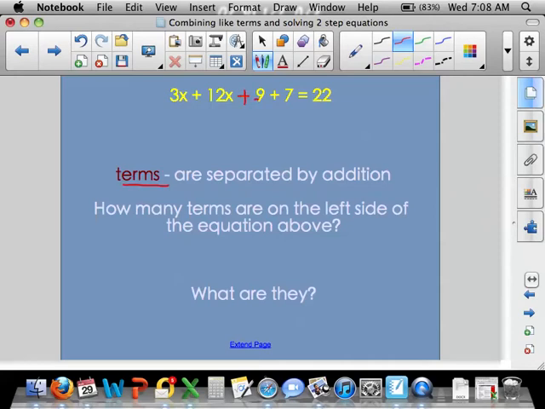Keep, change, flip. So if we define a term as anything separated by an addition sign, we have 1, 2, 3, 4 terms on the left side of the equation. And they are 3x, 12x, negative 9, and 7.